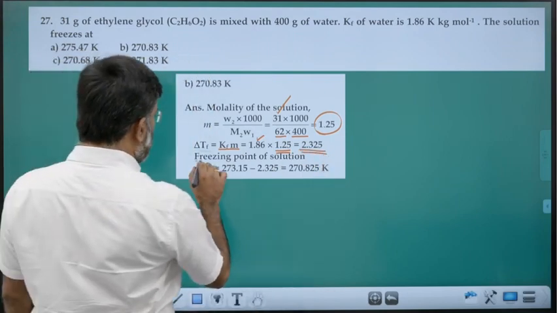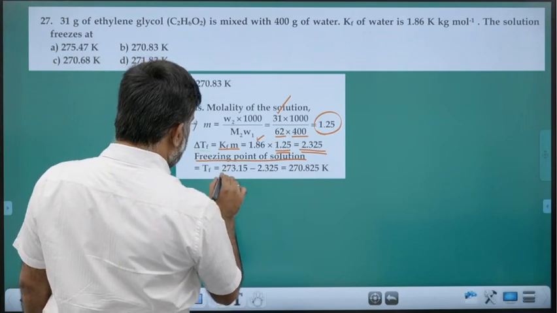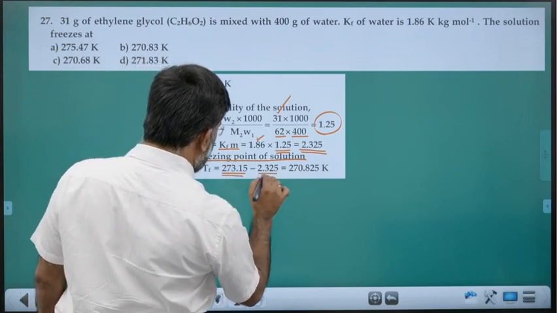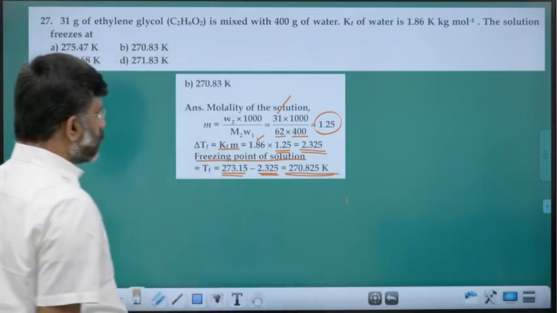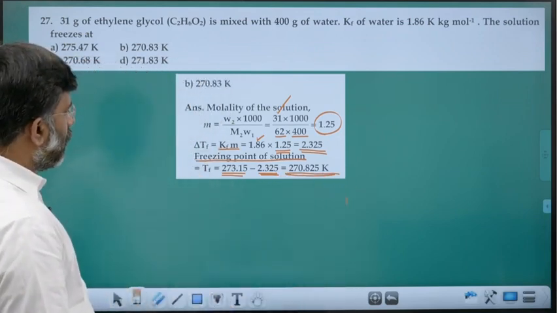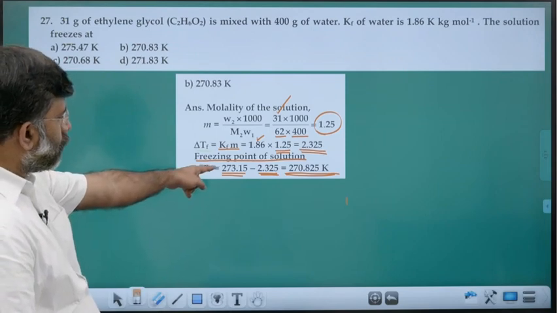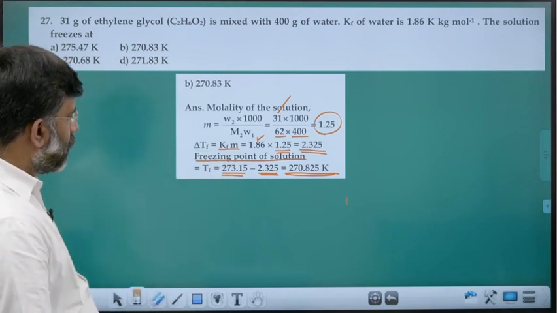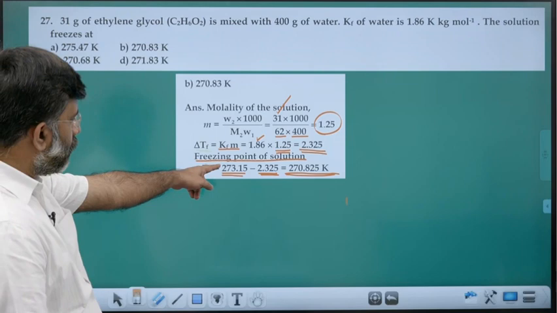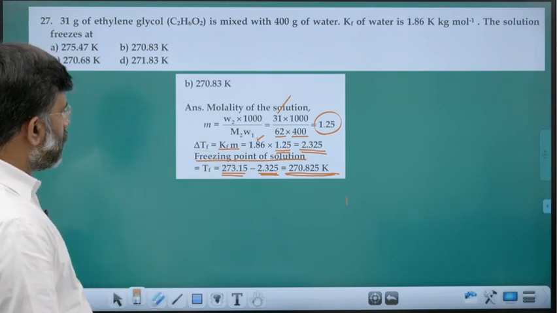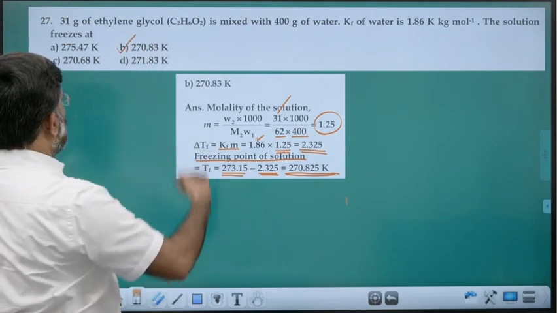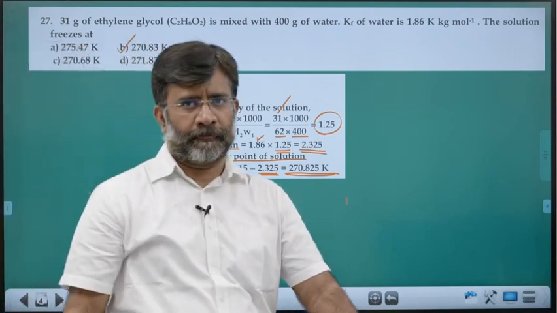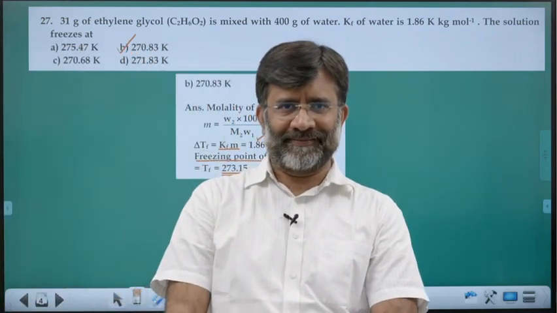So the new freezing point of the solution will be the freezing point of water minus delta TF. So this is the new freezing point of the solution, 270.85. Freezing point of water, the standard freezing point, is 273.15. 273.15 minus 2.325 will take you to the answer, option B, 270.83. Is it clear? Next.